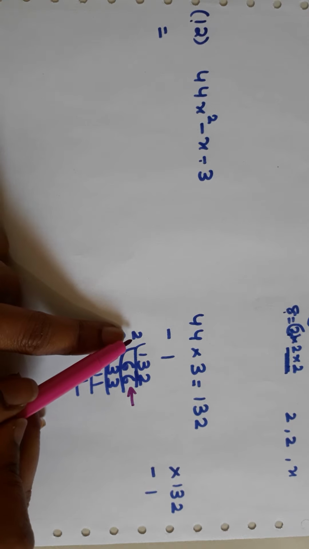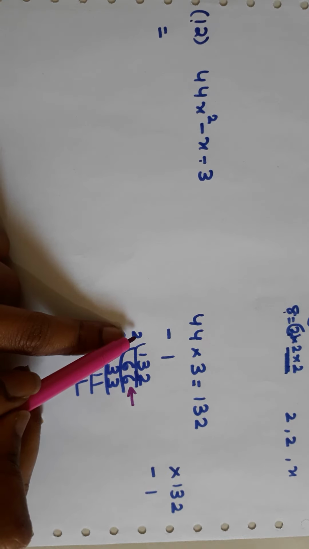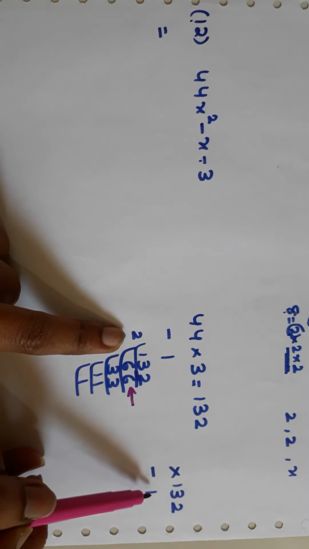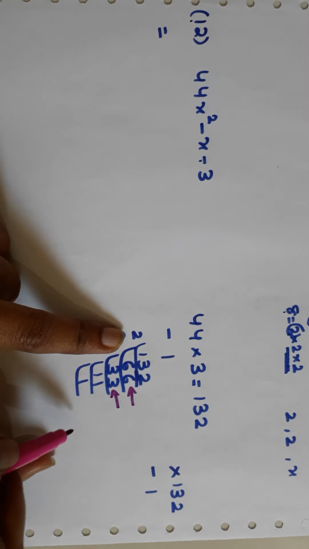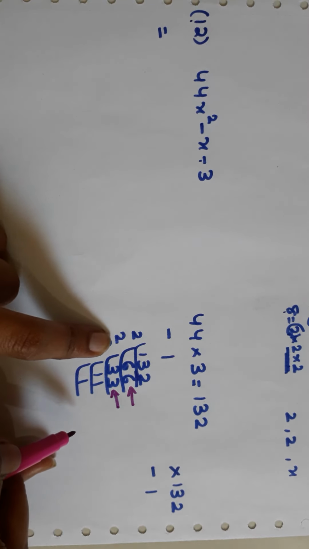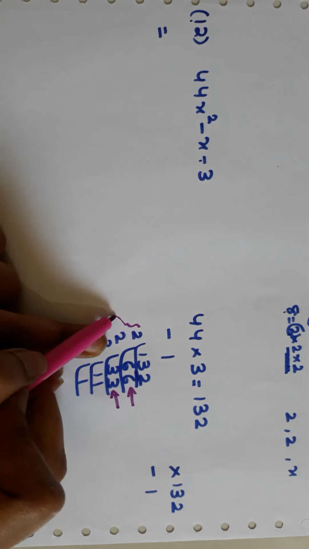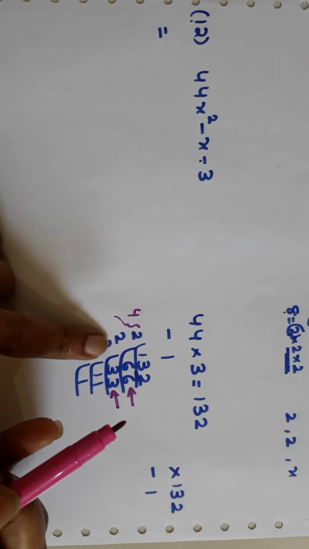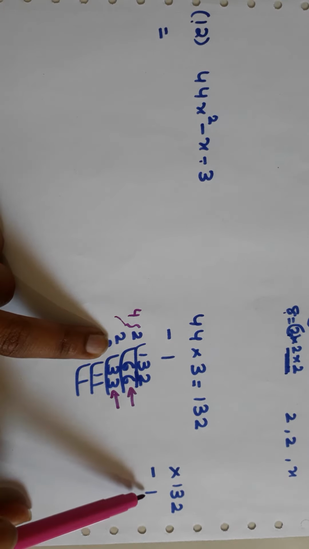Start with 66 and take the number on the right hand side, that is 2. 66 2s is 132, but 66 minus 2 is not 1. Take the next number to 66, that is 33, and take the next number on the right hand side. Now you will take the product of 2 and 2, that is 4. 4 into 33 is 132, but 33 minus 4 is not 1.